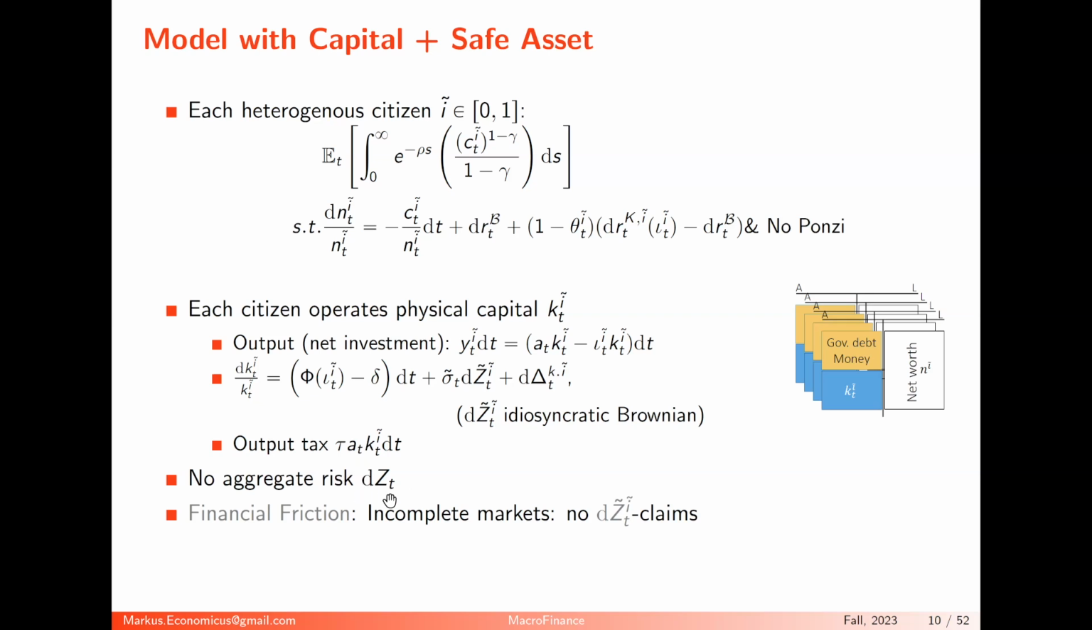So far, we have no aggregate risk. We only have idiosyncratic risk. This is d tilde Z or dZ. Okay, so they're incomplete markets, and you cannot issue these claims. These type of claims can't be issued. That's the first part of the model setup.